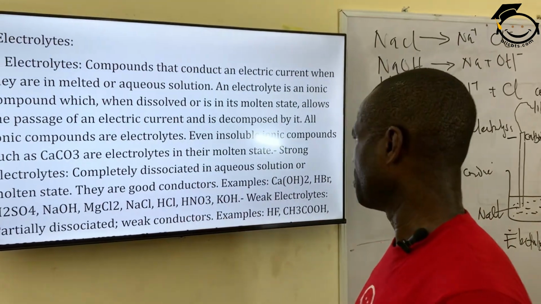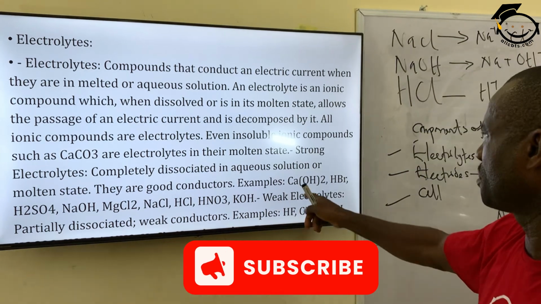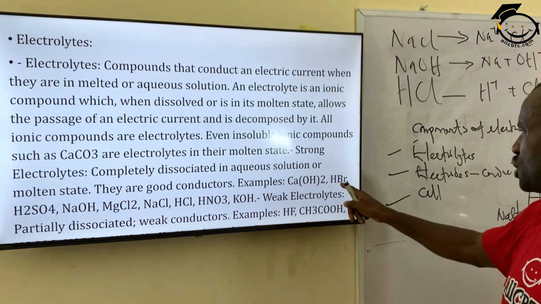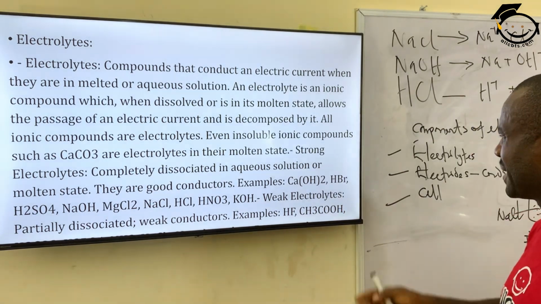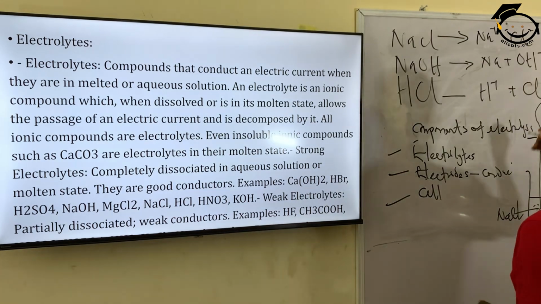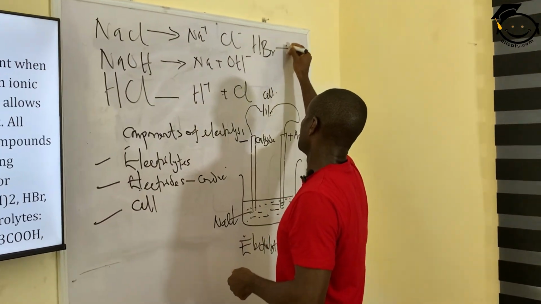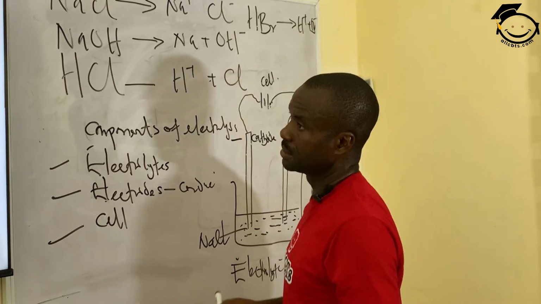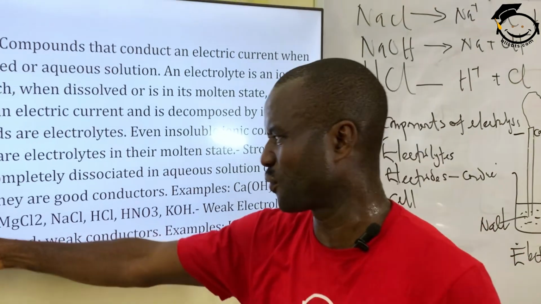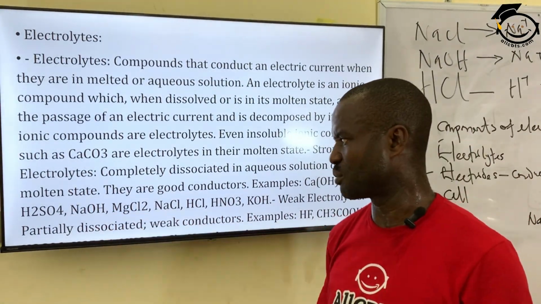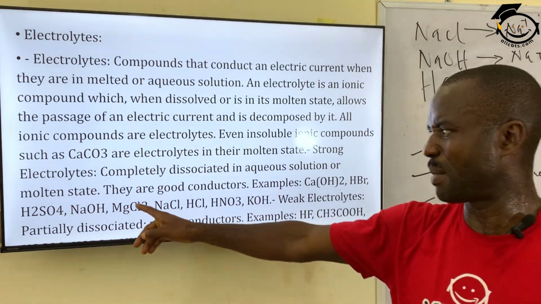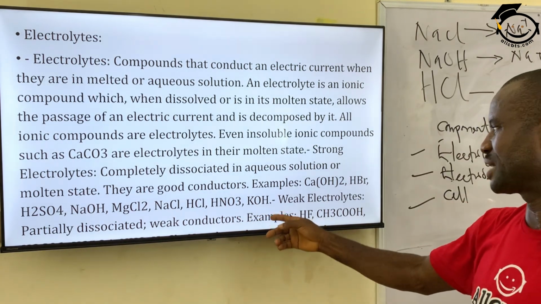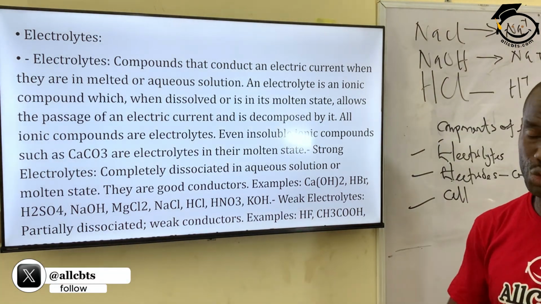Strong electrolytes are good conductors. Examples are calcium hydroxide, a very good example of an electrolyte. Hydrogen bromide is another example because when you pass current into it, it dissociates. For instance, hydrogen bromide will dissociate into hydrogen ion and bromide ion, Br minus. We have other examples such as H2SO4, tetraoxosulfate(VI) acid, sodium hydroxide, magnesium chloride, which can easily dissociate into magnesium and chloride ions, sodium chloride, HCl, HNO3, that's trioxonitrate(V) acid, and potassium hydroxide. These are examples of strong electrolytes.